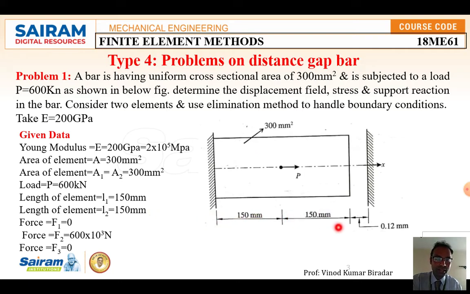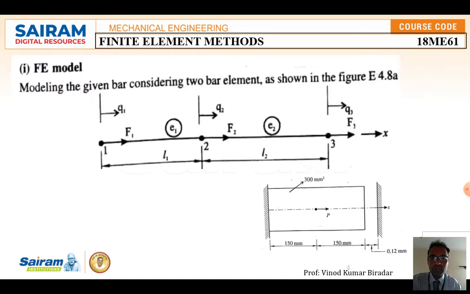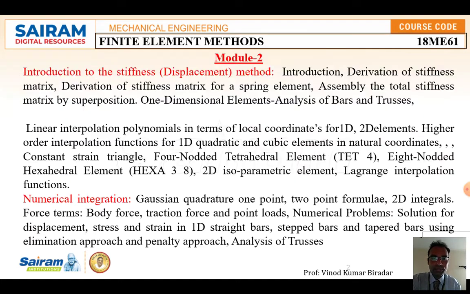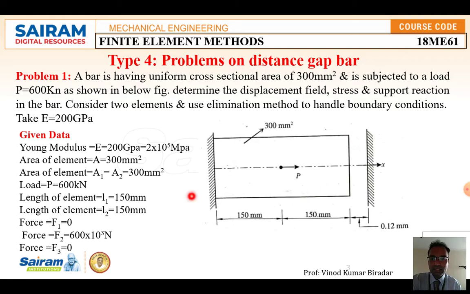Suppose they give 300, then you have to divide it and consider half of that. So length of element 1 is given as 150 and length of element 2 is 150. Force F1, which is fixed, so consider 0, and force F2 at the middle is equal to 600 kilonewton, so I have to convert it into Newton, 600 into 10 to the power of 3, or 6 into 10 to the power of 5 Newton. F3 also is fixed here, consider 0. Once you note down all the given data, go for applying the procedure.